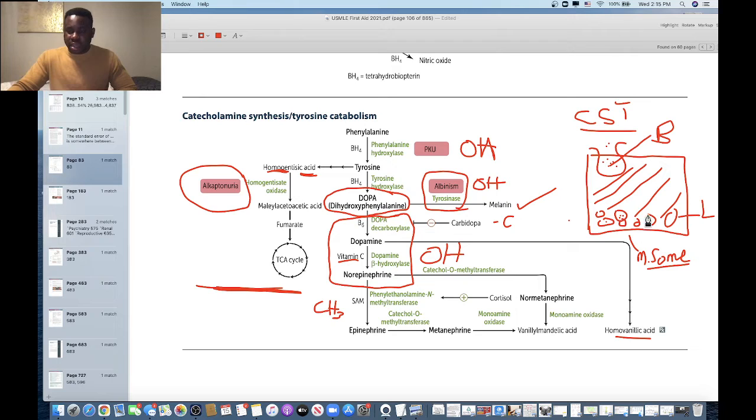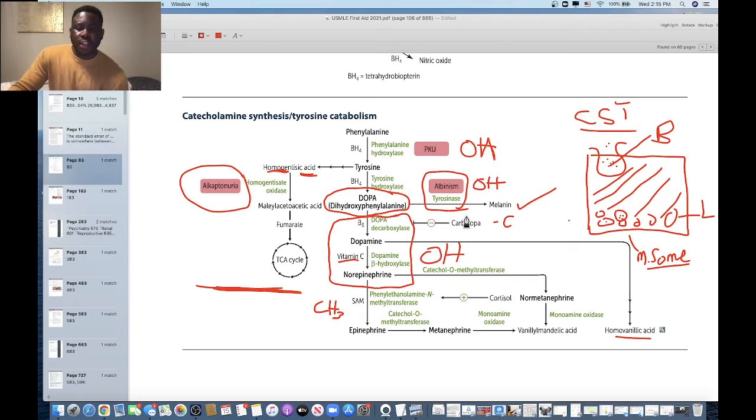So they'll describe that the person has pale skin, or that the person is presenting with albinism, and that will help us to differentiate this type of albinism, the Chediak-Higashi type, from the tyrosinase-deficient, the classical one.